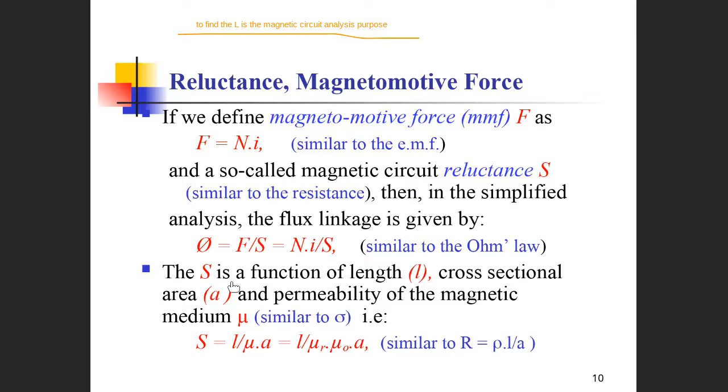Now let's look at the reluctance. The longer the coil, the bigger the reluctance. It's easy to understand. The wider the cross-sectional area of the coil, the smaller the reluctance. Okay, this is another one.